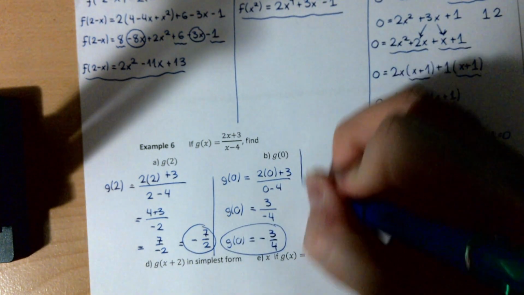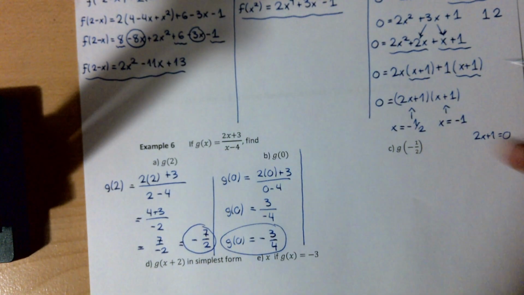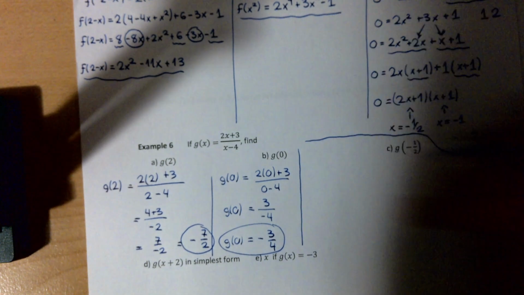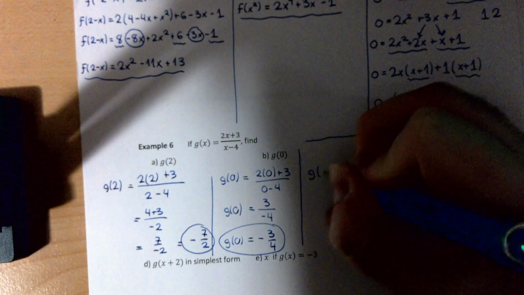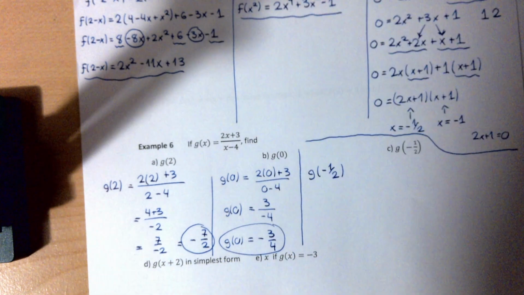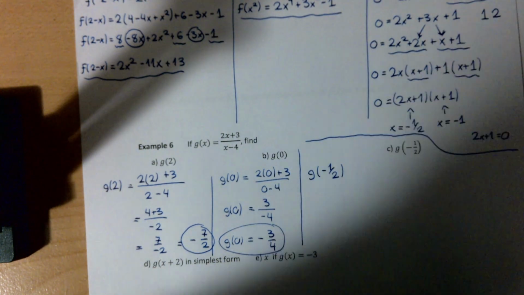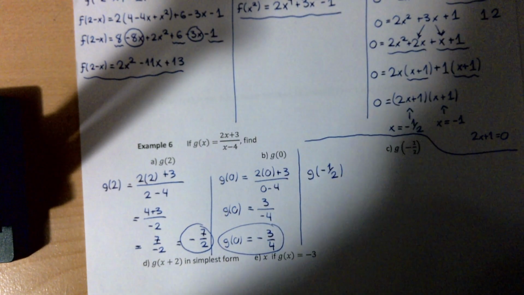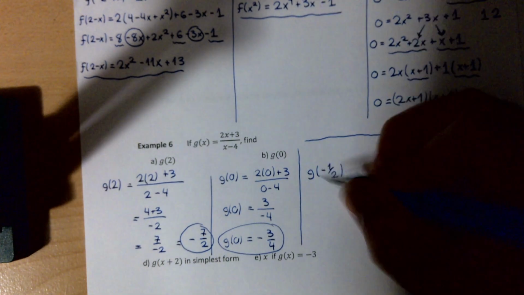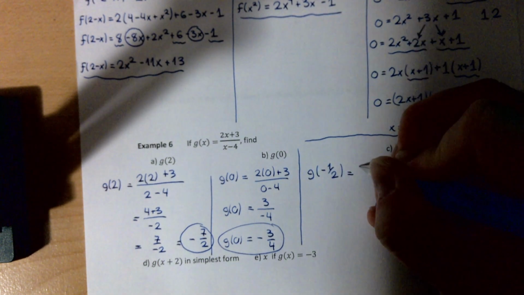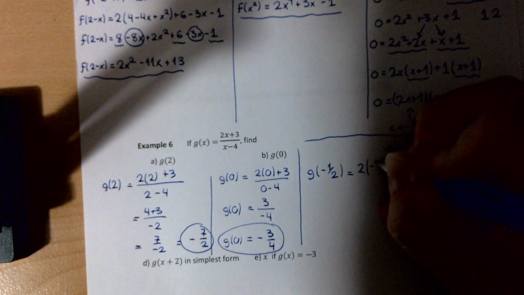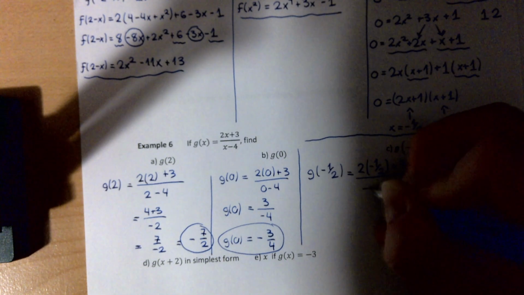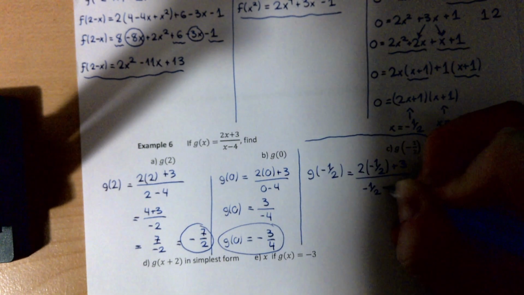And now finally, I'll go through this one a tiny bit slower because the number, I think, is going to get a little uglier because we have a fraction. I'm just doing a bubble around it. g of minus 1 over 2. Now, if you like working with decimals, you can just change this to minus 0.5, and the math actually gets a little prettier. But what I'm going to do is work with fractions. So you end up with 2 times minus 1 over 2 plus 3 over minus 1 over 2 minus 4.